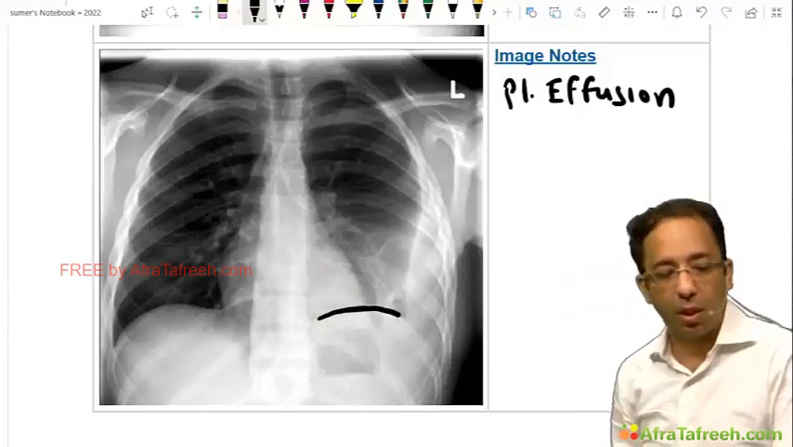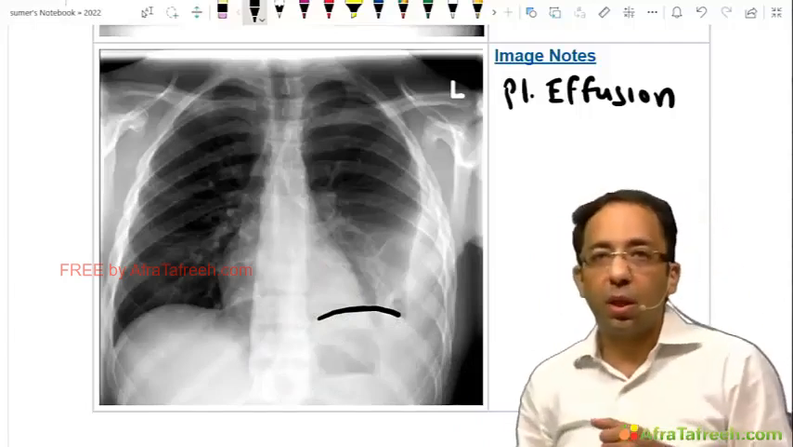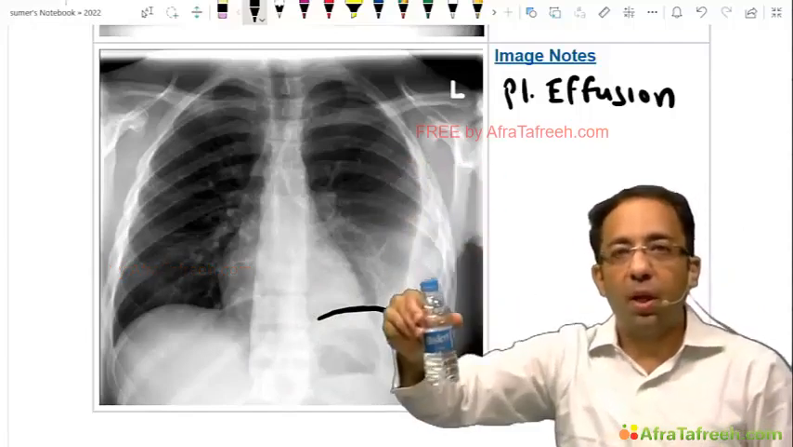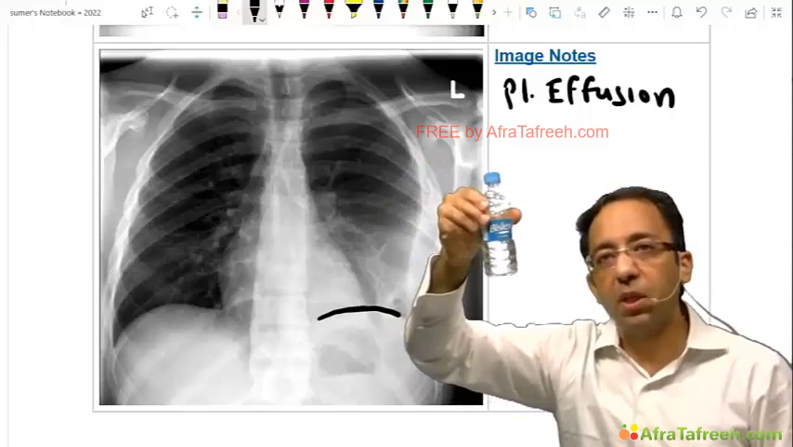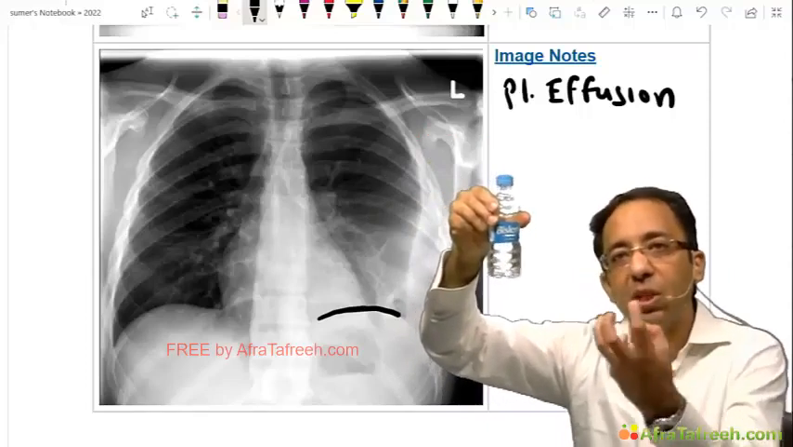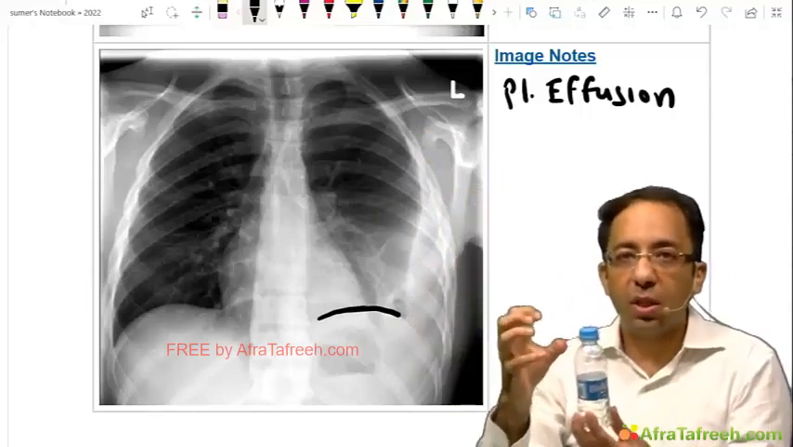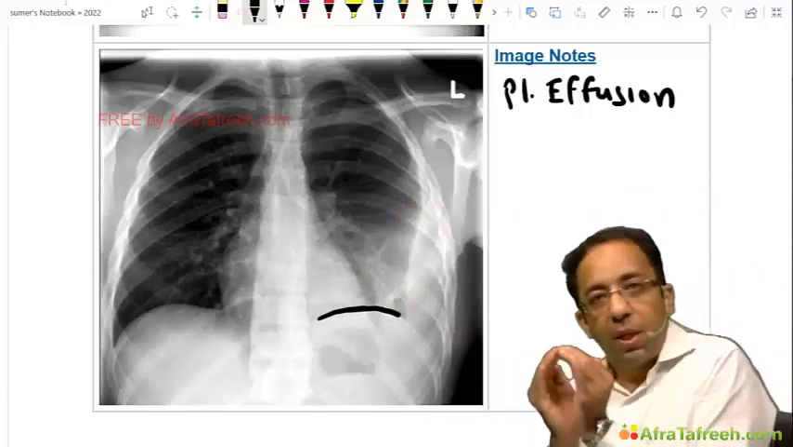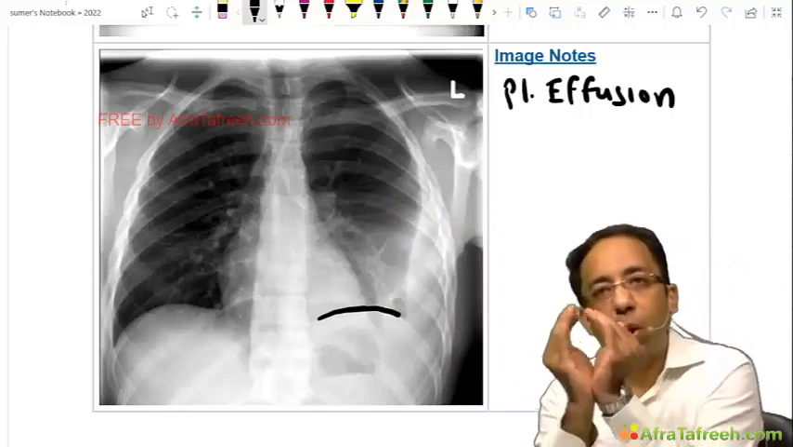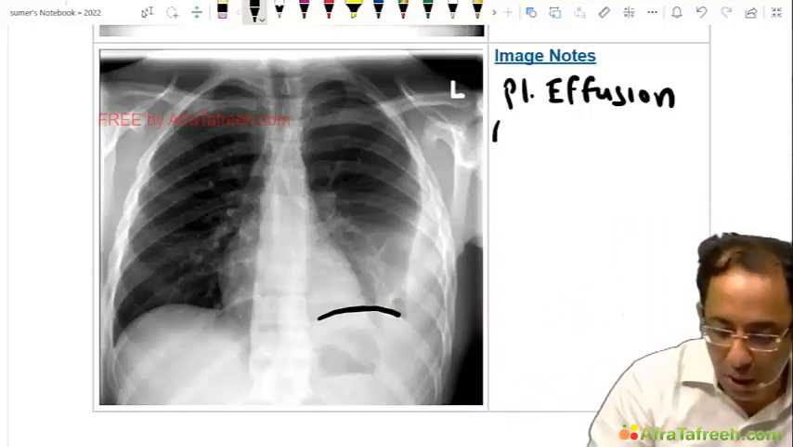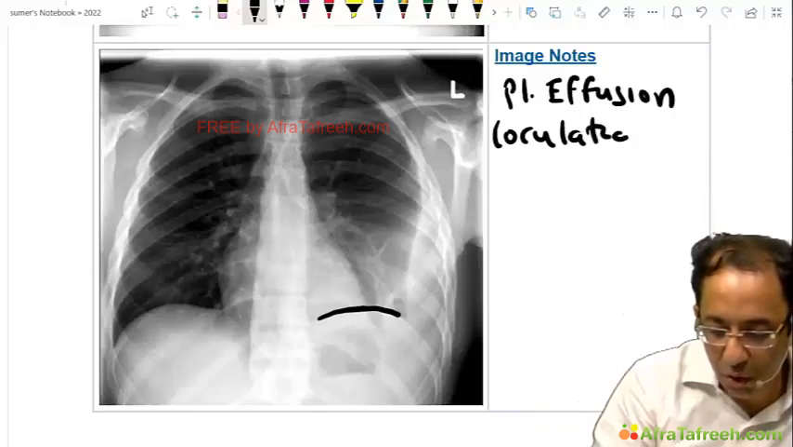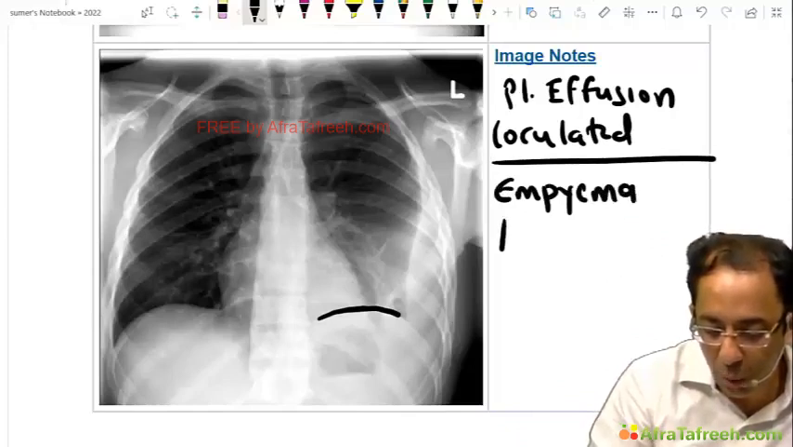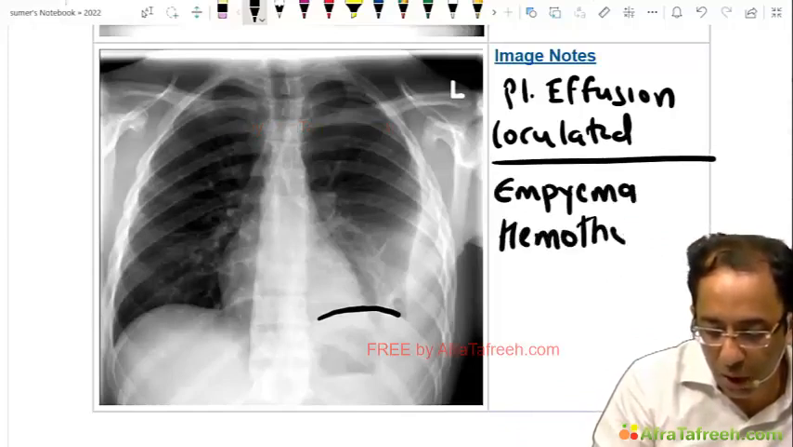How did this happen? Why is it not flowing? Now imagine, I want all of you to listen to me. If I have water in my bottle, it will flow. But if I have pus in the bottle, what is pus? Pus is thick and viscous. Because it is thick and viscous, if you do like this, it will not flow. So what is happening is, if you have a very thick fluid, it will be localized here. This is called loculated pleural effusion. It could be pus. If it is pus, we will call it empyema. It could be a trauma patient with blood, so we will call it hemothorax.